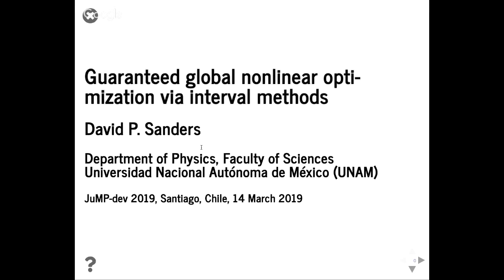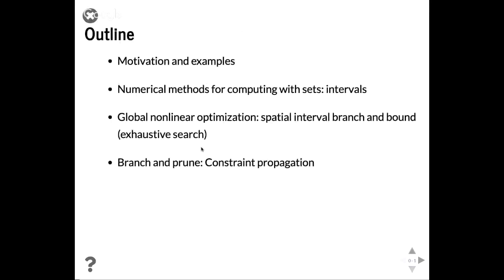So this is something we've been working on for the last 5 years together with my colleague Luis Bennett, also from UNAM, the National University of Mexico. So I'll start off with some examples and then talk about intervals. And our nonlinear optimization global method will be a spatial branch and bound using interval arithmetic. So I have to emphasize, because I'll forget to say it later, that this is exhaustive search, but we're going to try and do it in a clever way. Right, but it's exhaustive search, so it will be for small problems, right? And of course, I'll tell you later what I mean by small problems. And then one of the clever techniques that has been used for this is constraint propagation. So I'm going to talk about that.